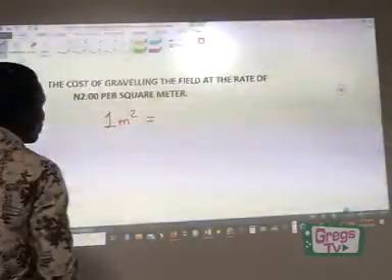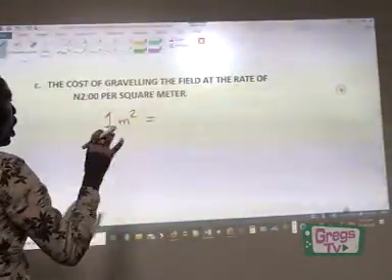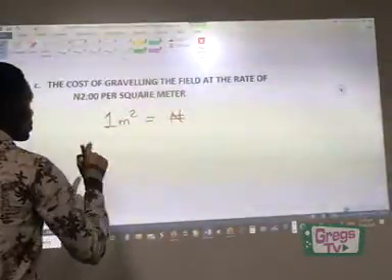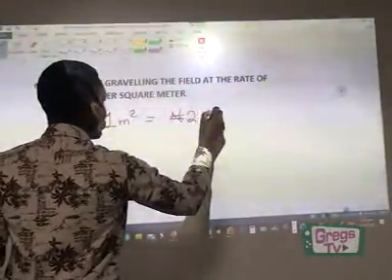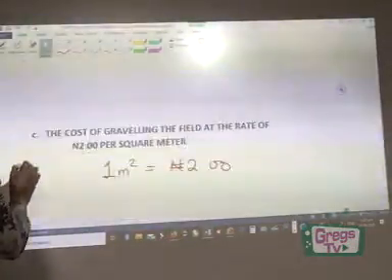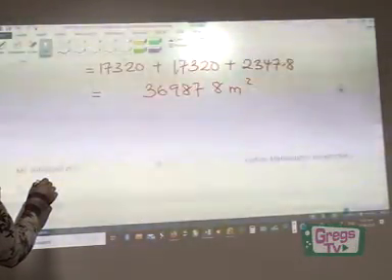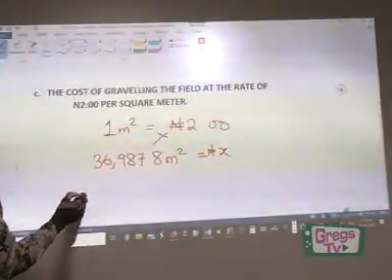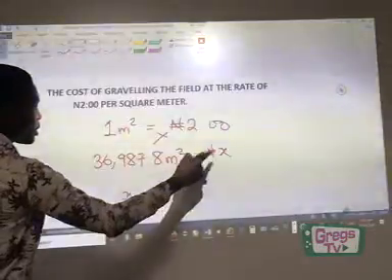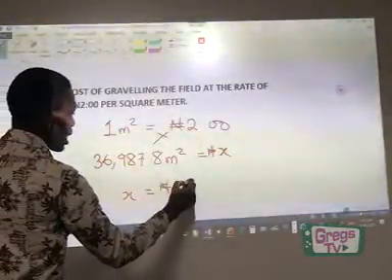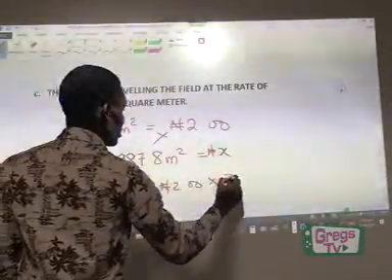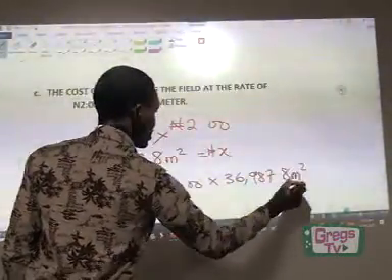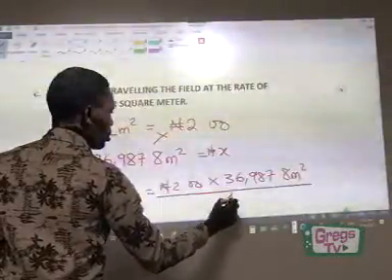For every 1 meter squared on that field, it will cost you 2 naira. And the question is, how many area are we talking about here? Check very well. It's 36,987.8. You can just cross multiply, and if you do that very well, your x is going to be equal to 2 naira multiplied by 36,987.8 meters squared, all divided by 1 meter squared.